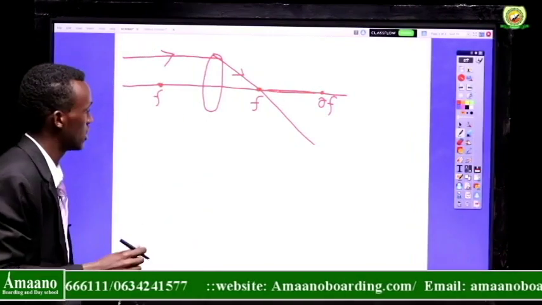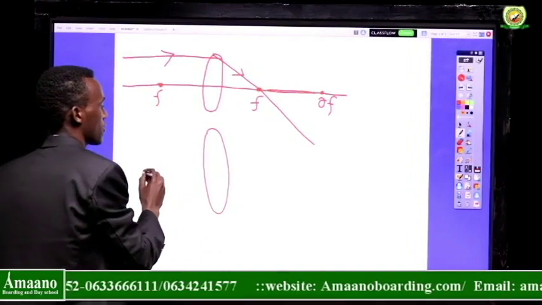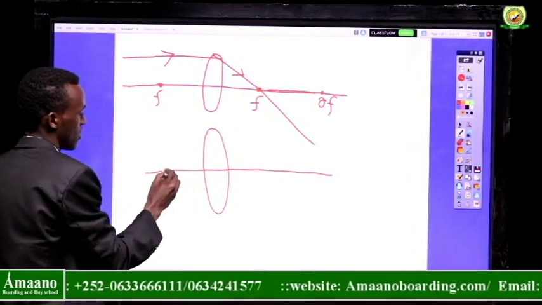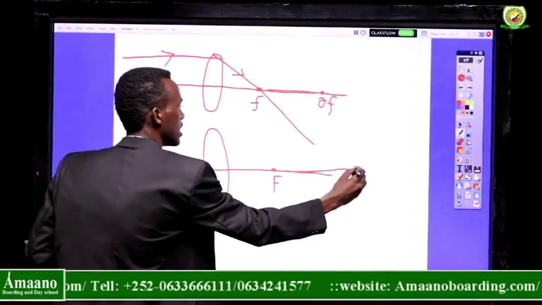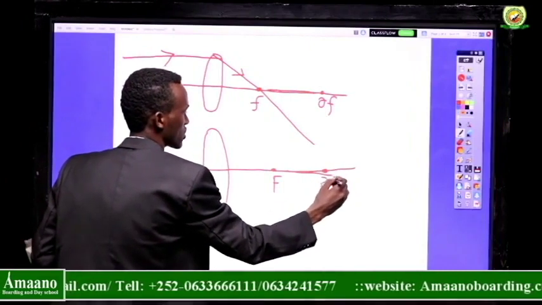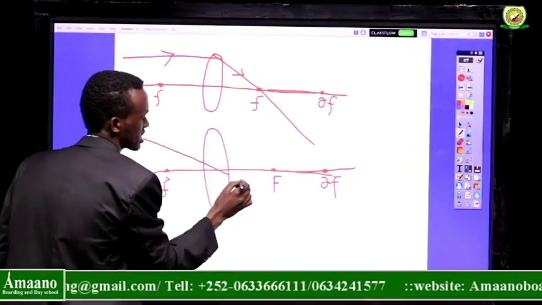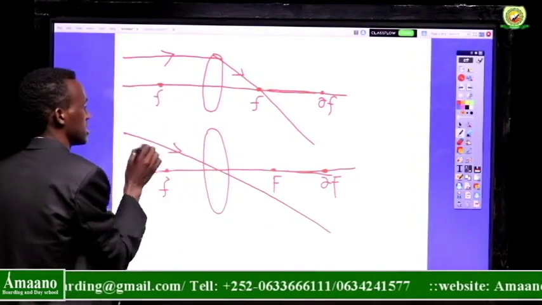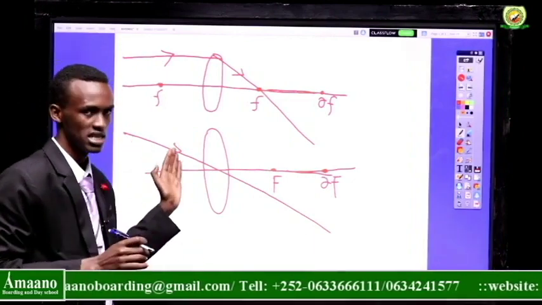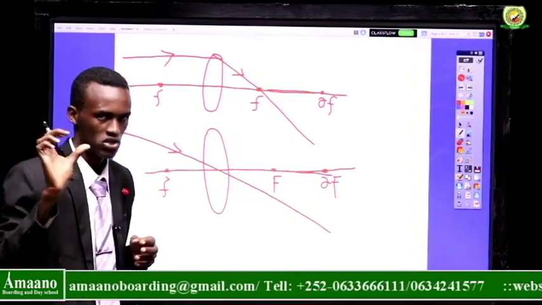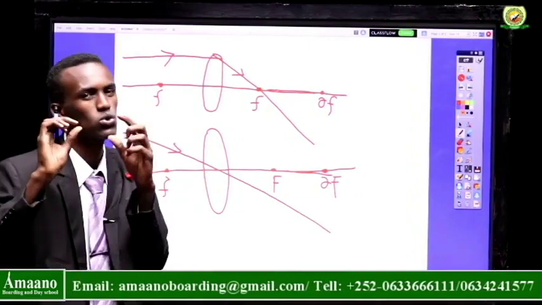That's the first rule. The second rule was, here is a focus and also here is a focus, and here is double focus. A ray that passes through the center of the lens, or a ray that strikes the lens at 90 degrees, does not refract. That's the two rules we use.